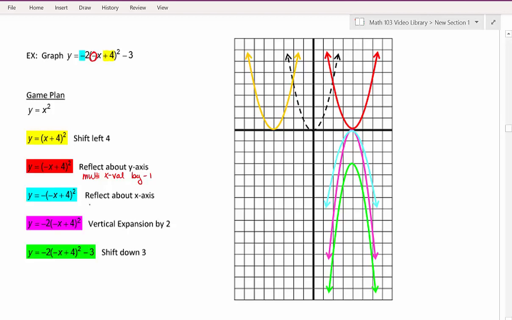I'm going to further note that to get the correct points for that reflection, I need to multiply all of the y values by -1.